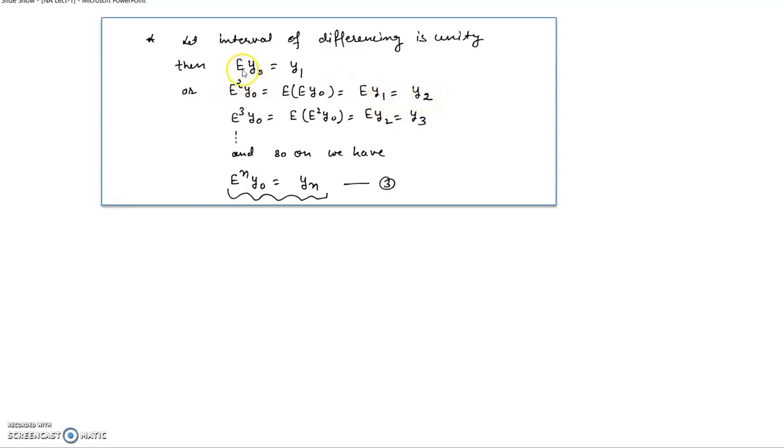So if E raised to power 1, then we'll get y1. If E square, then we'll get y2. Similarly, if E cube, then you will get y3. Likewise, E^n y0 will be equal to yn. So whatever the power is, we have to shift by that. E^n y0 will be equal to yn.